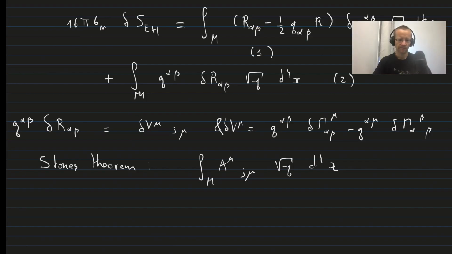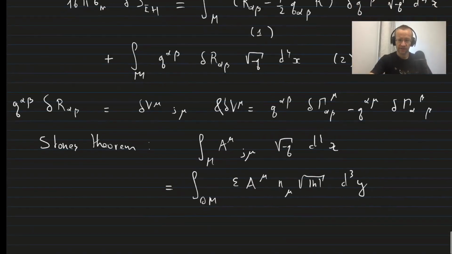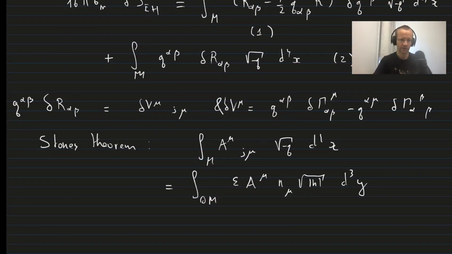is equal to an integral over the boundary of the manifold. So if the manifold has no boundary, our variational principle is automatically well defined. But if it does have a boundary, then even if we set the Einstein equation or the Einstein tensor to 0, we could still have a non-zero variation of the action.